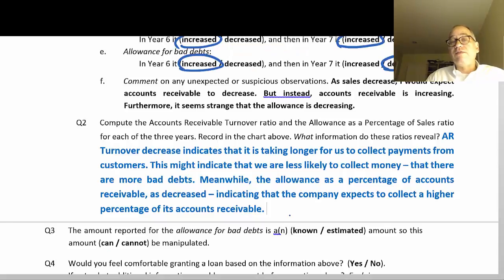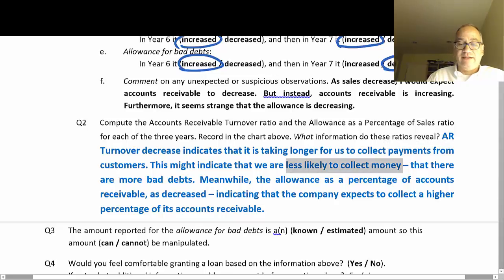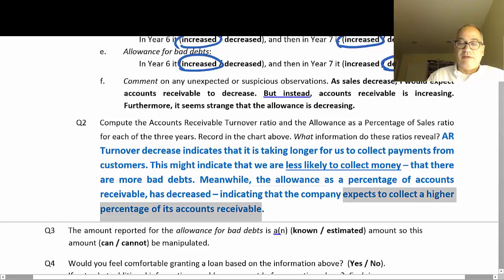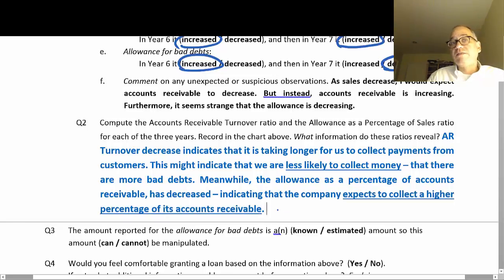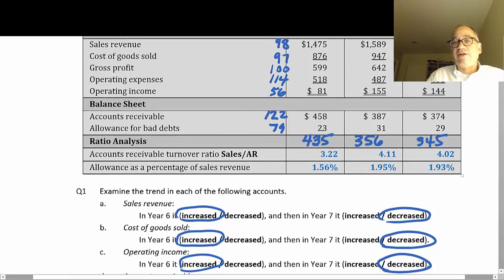So let's go over this again. Turnover indicates it's taking longer for us to collect money. This might indicate that we are less likely to collect money, that there are more bad debts. Meanwhile, the allowance is decreased, indicating that the company expects to collect a higher percentage of its accounts receivable. It doesn't make any sense. What's more likely is that the company is not recording enough allowance here and that this number should actually be higher. If so, then it would also have more bad debt expense, operating expenses would be even higher, and operating income would be lower.